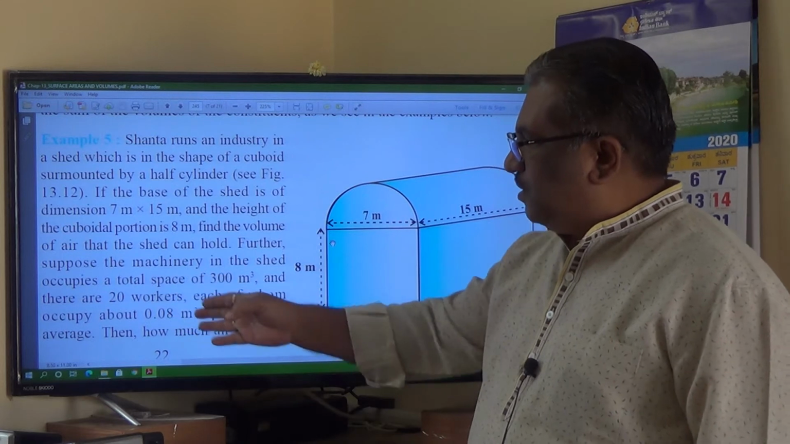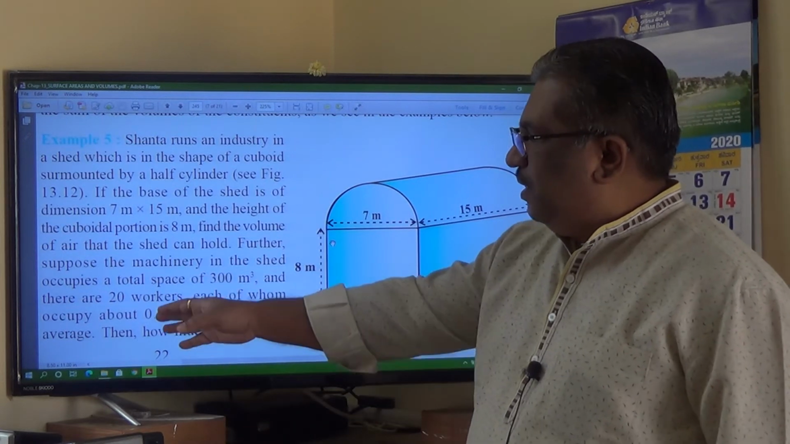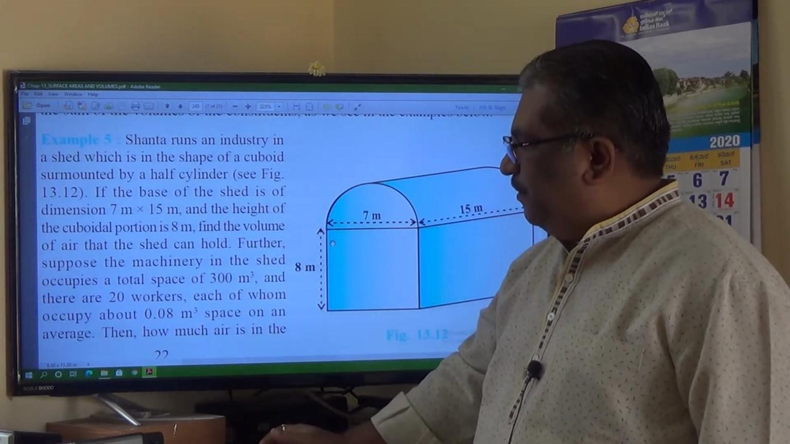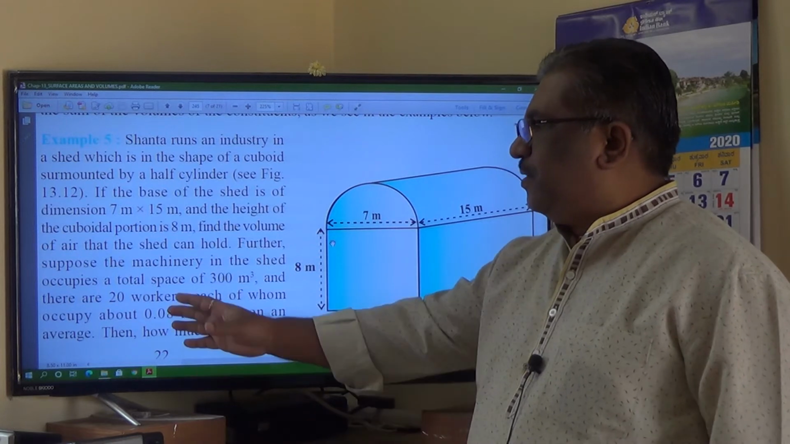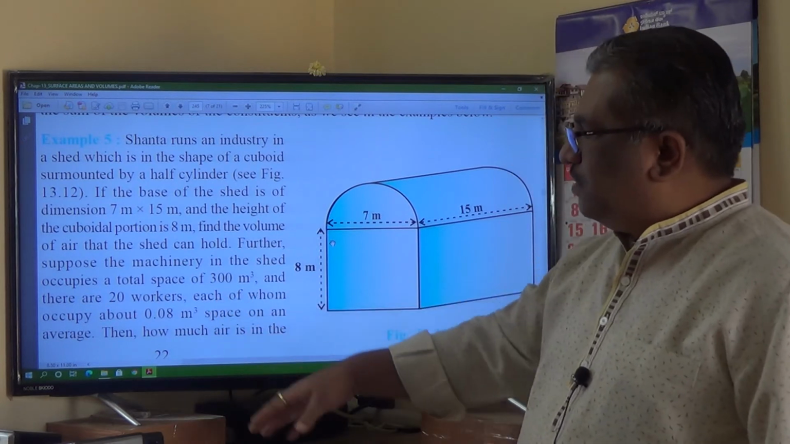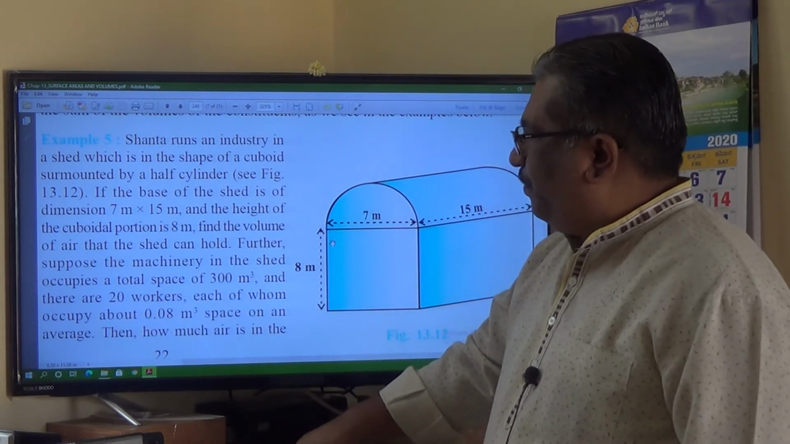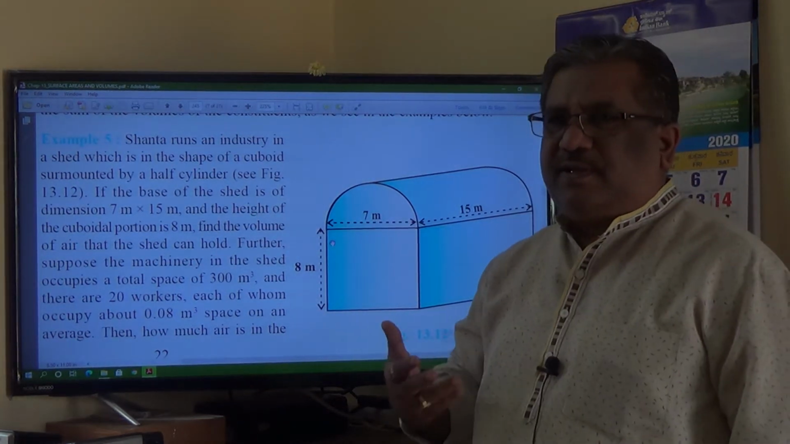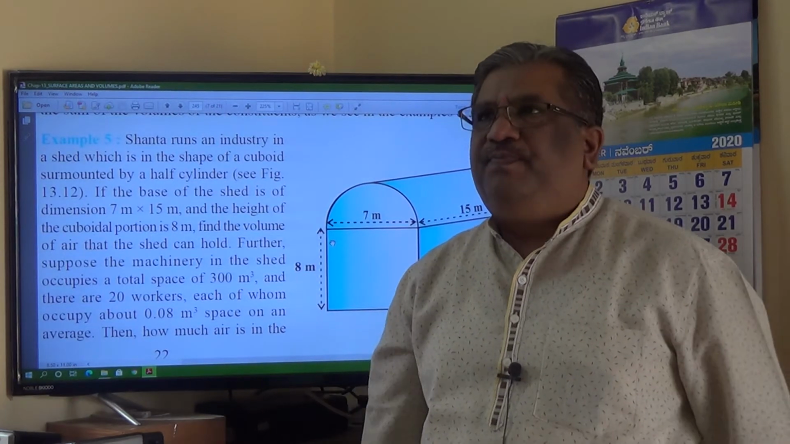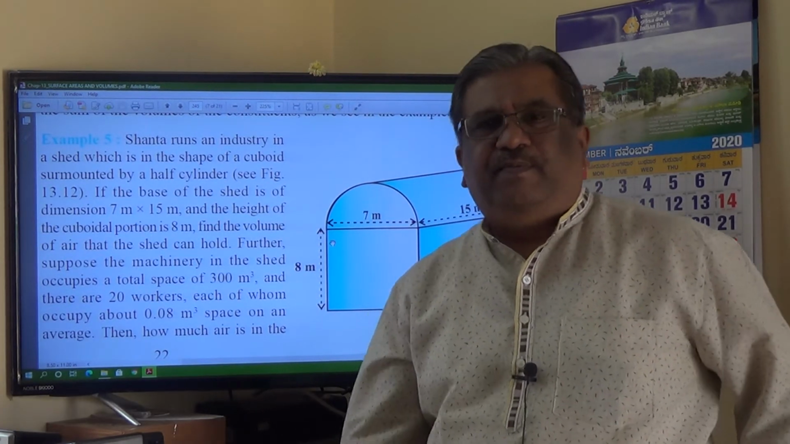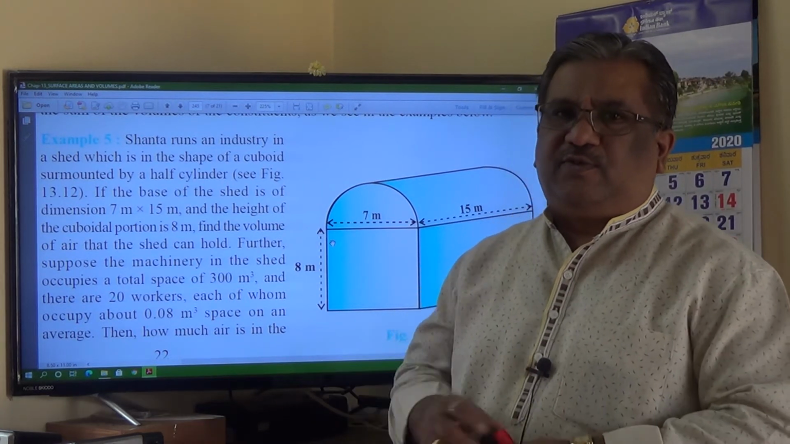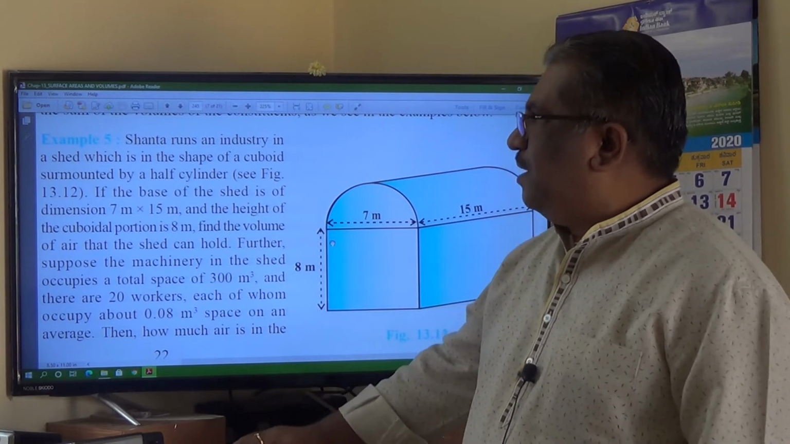There are some workers, the volume of which is given, that is, there are 20 workers, each of whom occupies about 0.08 cubic meters of space. And if you want to calculate the total volume occupied by all 20 workers, then 20 times 0.08 cubic meter. So go through this one. If there is any difficulty you can discuss with me in the live session. Nowadays I will be conducting a lot of live sessions, and in future also, because we have almost completed the portions, and during the live sessions all the doubts can also be addressed. Okay, so this is example number 5.